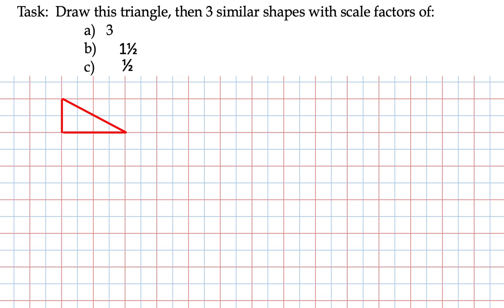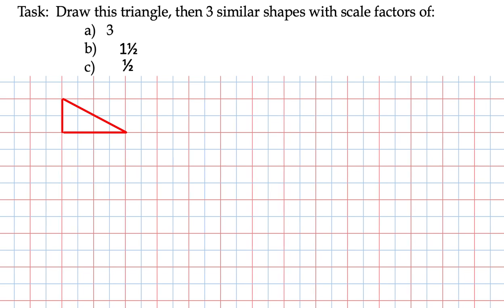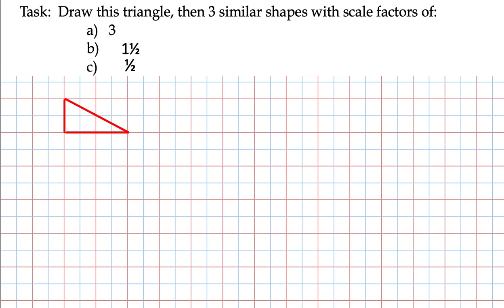So we're going to draw similar shapes, and this time you're going to draw 2 enlargements, and we know that because 2 of the scale factors are bigger than 1. So 3 is greater than 1, and 1.5 is greater than 1, so they're going to be enlargements. But you notice here, the one at the half, that's smaller than 1, so you're going to make a reduction.